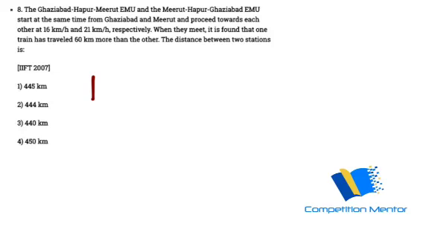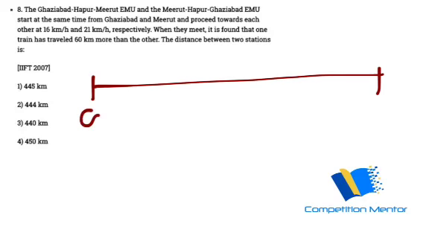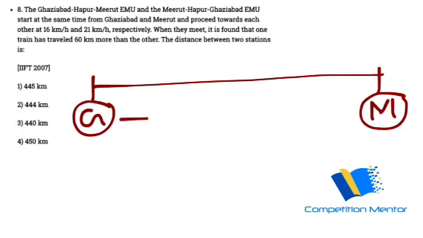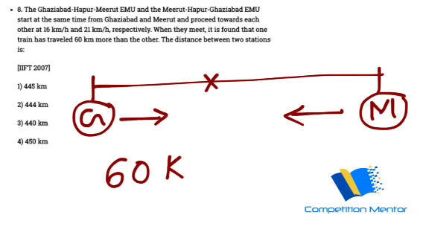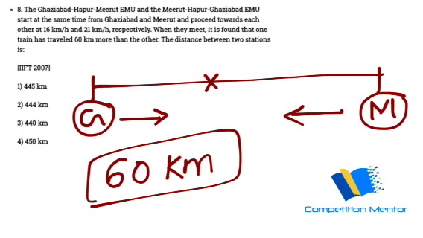Now what is happening? Imagine this is the distance, obviously. Now see, the trains start at the same time from Ghaziabad and from Meerut, and they proceed towards each other, and at some point they meet, and when they meet, it is found that one train has traveled 60 km more, right?